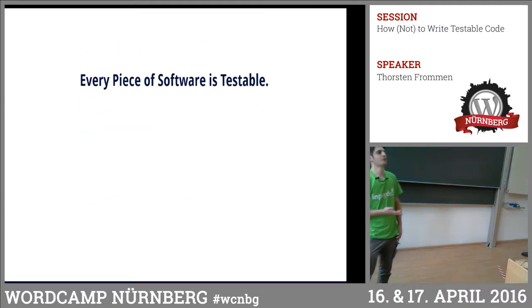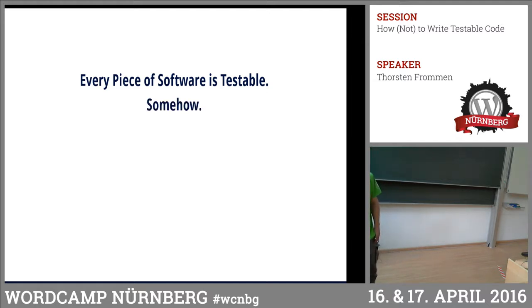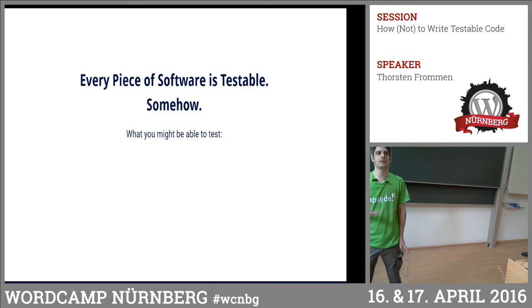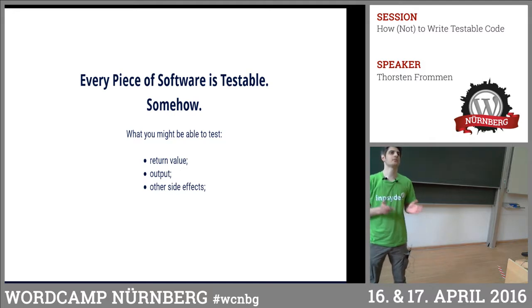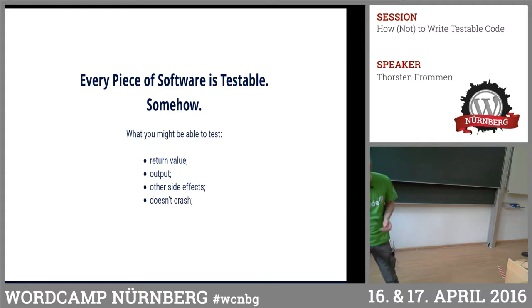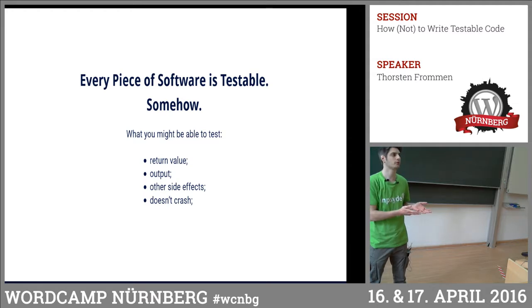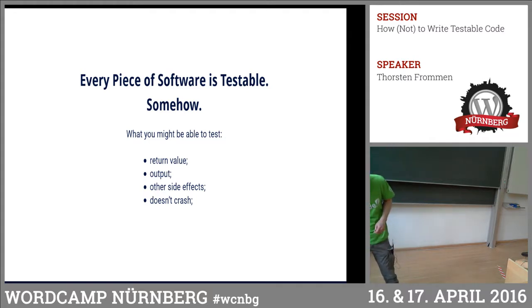So every program is testable somehow, because there are certain things that you can test depending on how you define testing. If your function, your method, your program, your piece of software returns a value, you can capture that and compare it to an expectation you had. If your code outputs some data, you can capture that and compare to what you expected. Maybe there are side effects. So you call a function and you know after that some variable should have some value. So there are side effects and you can raise expectations on other parts of what you actually called. Another test is your program doesn't crash, but that's not so good.